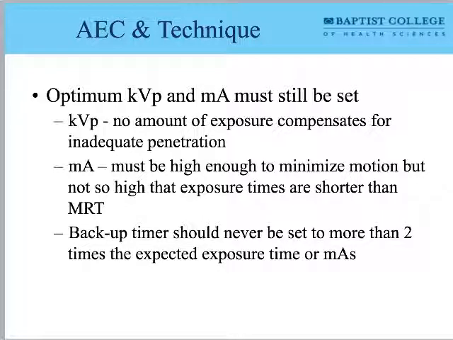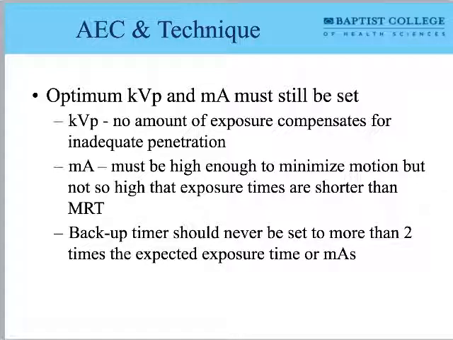So if I set an mA that's too high, I could wind up overexposing the patient, because it's exposing faster than that minimum response time, that hang time. So that's a problem. Knowing what that minimum response time is for the system matters, and unfortunately they vary a whole lot, anywhere from 0.002 seconds to 0.02 seconds.